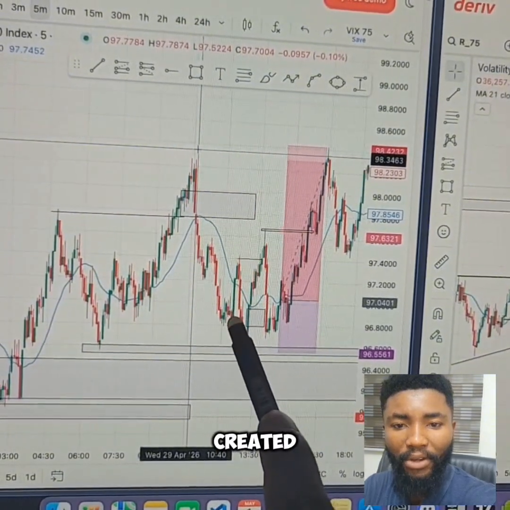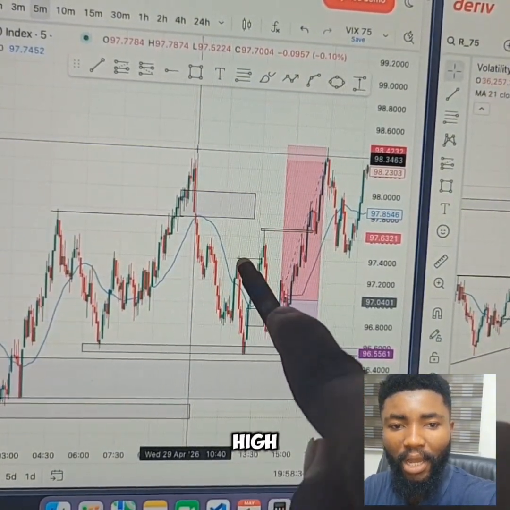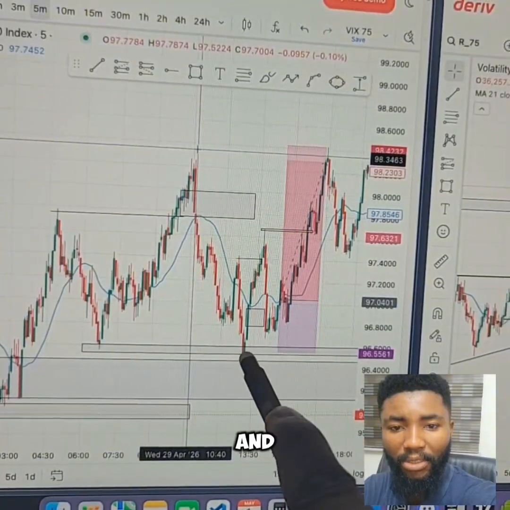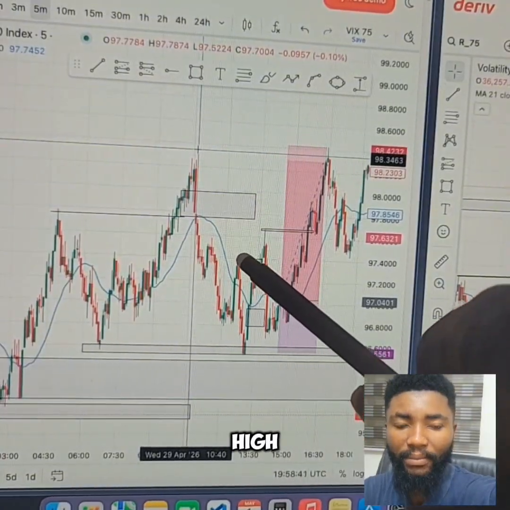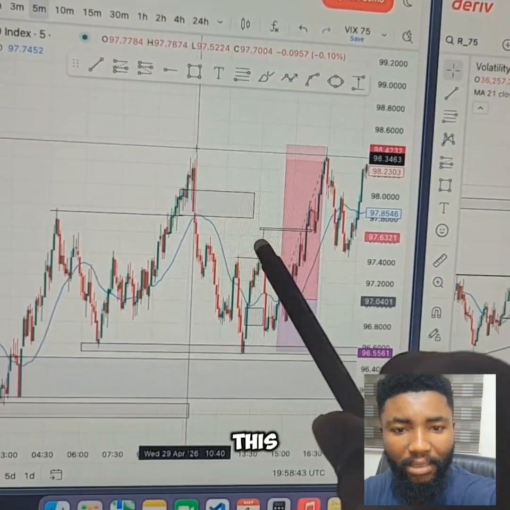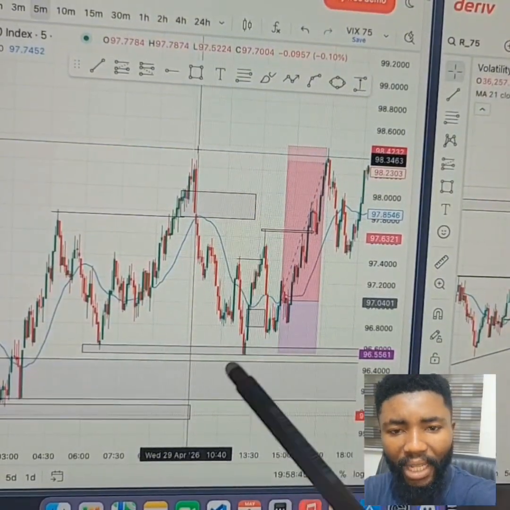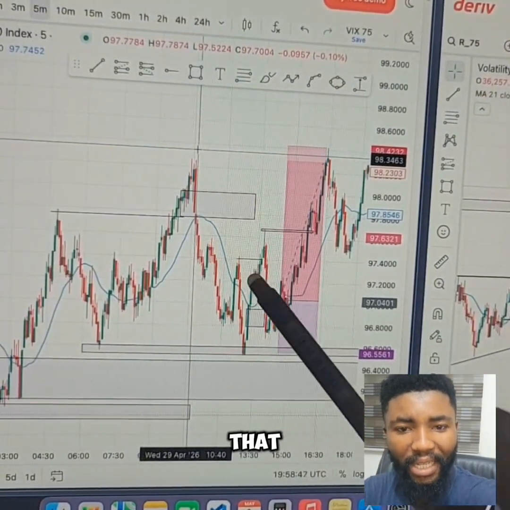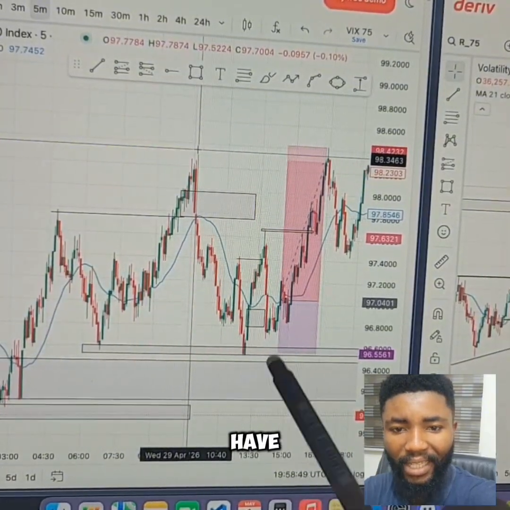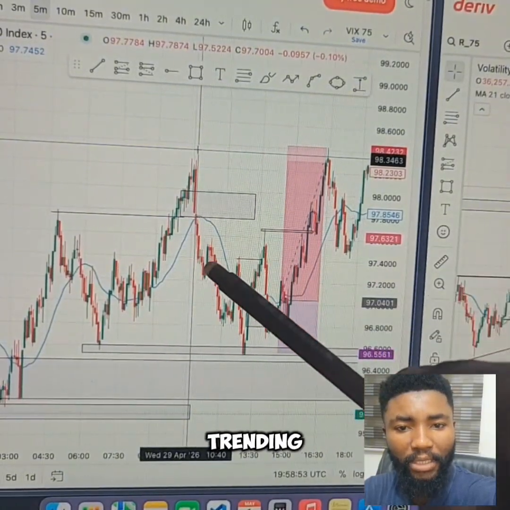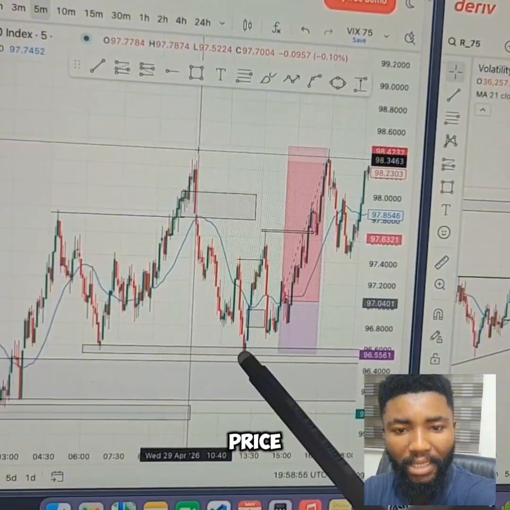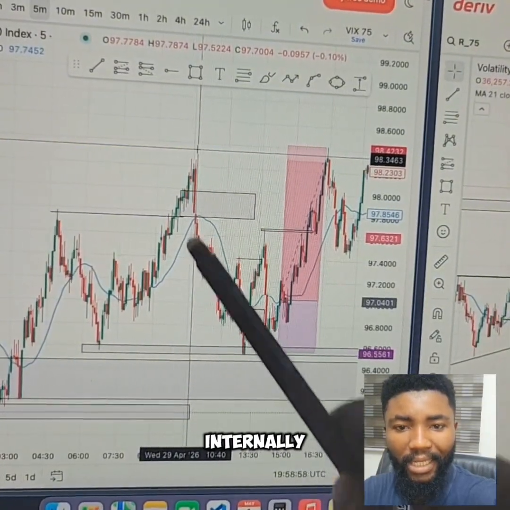Price created this internal swing high, and then price broke it, and you can see that price went ahead and violated this lower high. So immediately price violated this lower high. This is an indication that the buyers have taken control from the sellers. Remember that price was trending downward and price was selling internally.